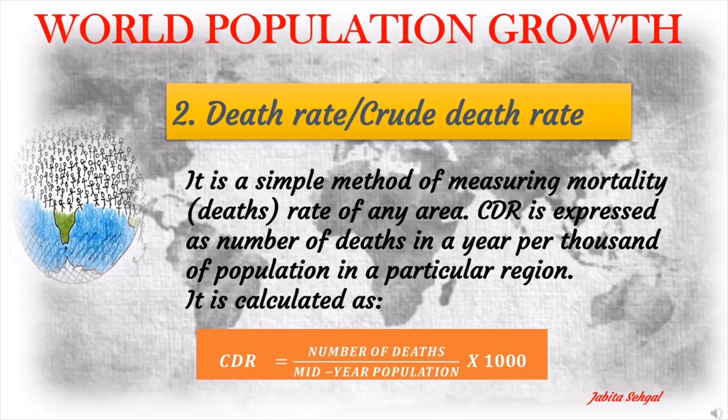Next is death rate or crude death rate. It is abbreviated as CDR. It is a simple method of measuring mortality or deaths of any area. CDR is expressed as number of deaths in a year per thousand of population in a particular region. It is calculated as CDR is equal to number of deaths divided by mid-year population multiplied by 1,000.